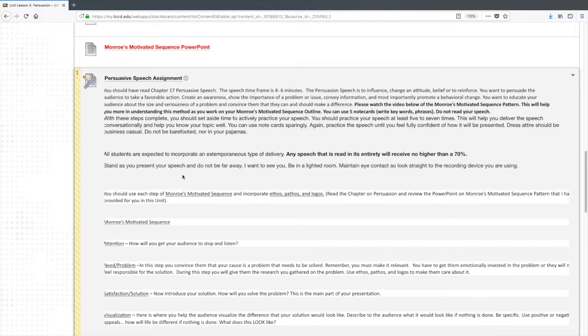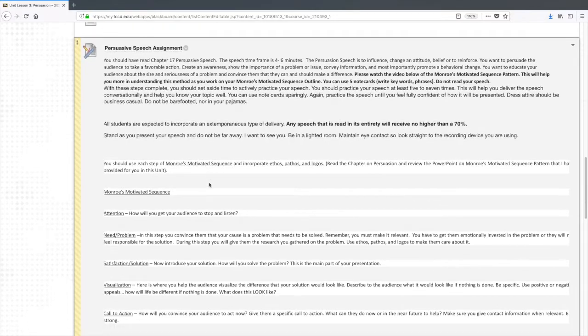I had a student a couple of semesters ago who broke their ankle and was not able to stand. And so just want to throw that out. Do not be far away. Again, I want to see you. Be in a lighted room. Make sure that you're not in a dark room. Make sure that you're maintaining eye contact. So look straight to the recording device you're using, just like you did for your informative speech.